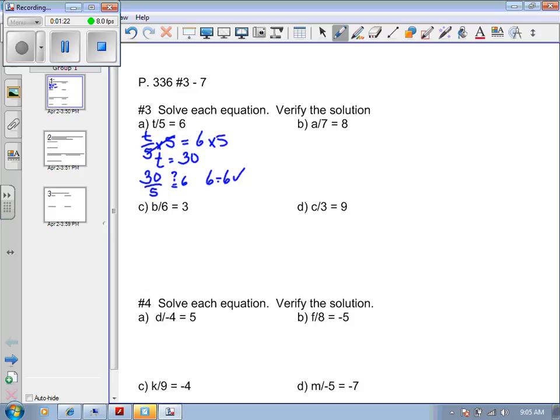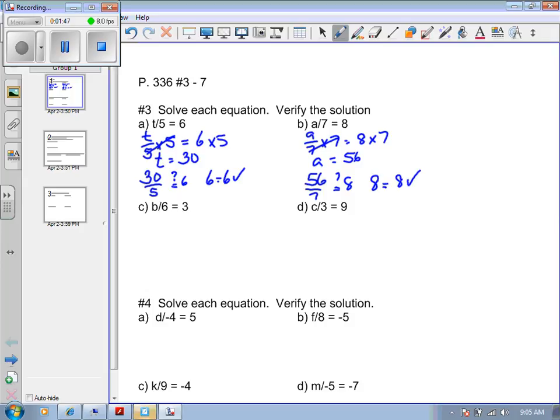Next one, a divided by 7 equals 8. The opposite of division is? So we're going to multiply both sides by 7. These cancel out. A is equal to 56. Go back to our verification. 56 divided by 7, is that equal to 8? 56 divided by 7 is 8, 8 equals 8, so we've got the right answer.